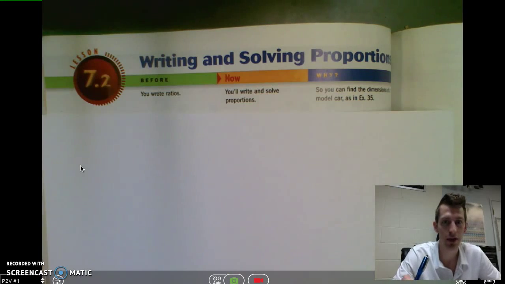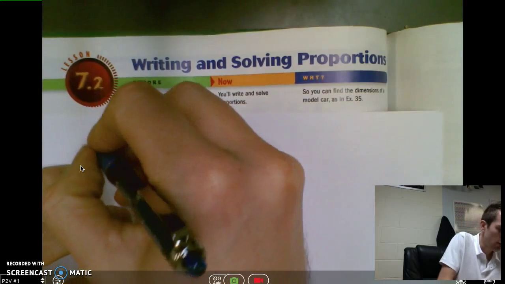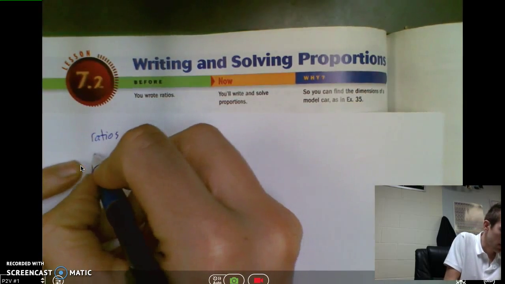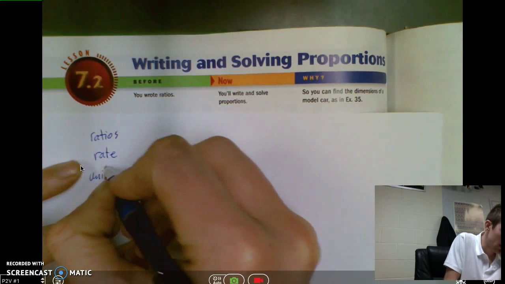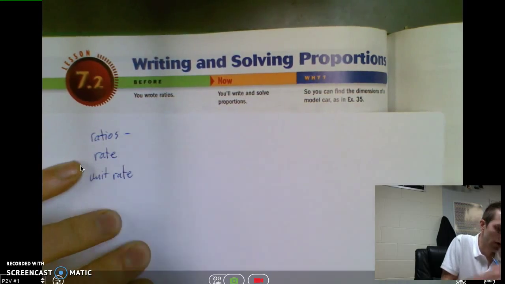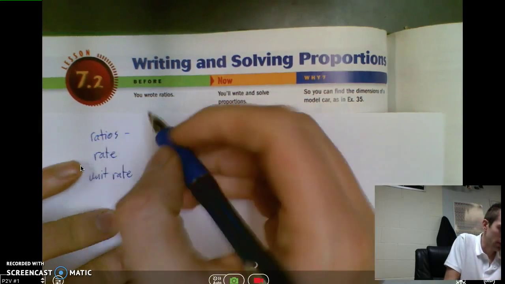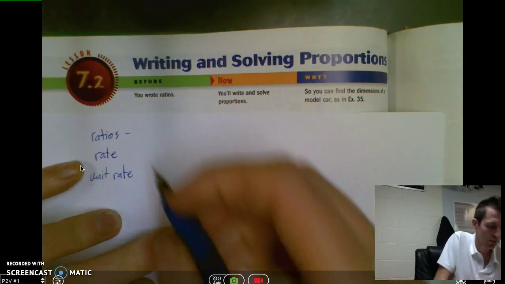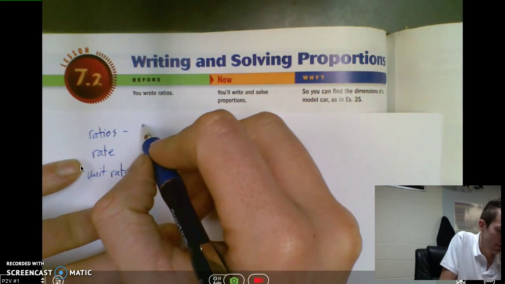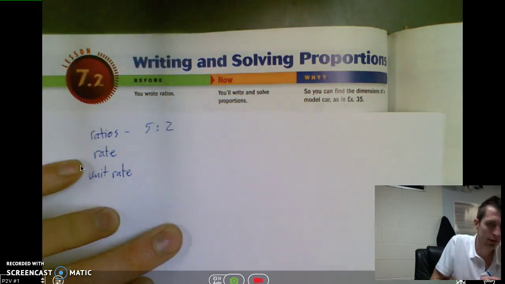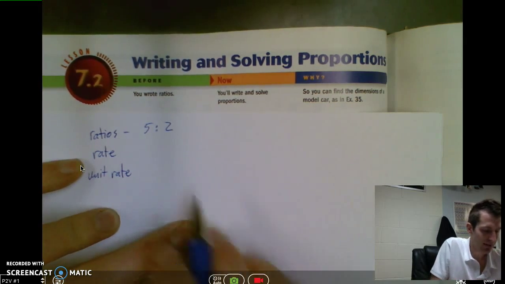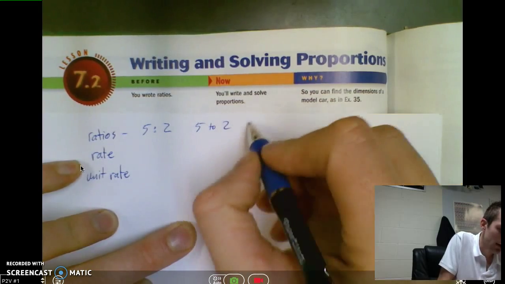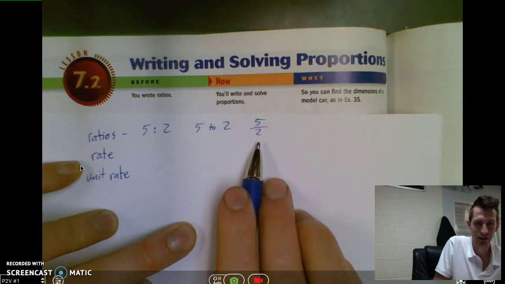We're doing 7.2 right now. We just talked about ratios. Let's see how well we can see this here. Alright, ratios and rate and unit rate. A ratio, remember, is when you compare one value to another value. So I have 5 elephants to your 2 elephants, or I have 10 elephants to your 4 elephants. That's a ratio of 5 to 2. And you can write a ratio like that, and you can actually write it like that. It looks like a fraction.